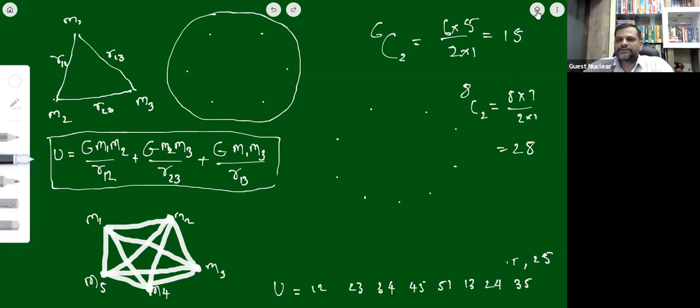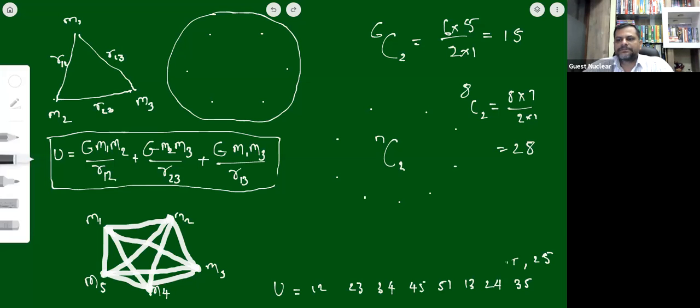चलो ठीक है, ये तो एक general result हो गया. So in general, we can do it in NC2 ways. Remember, NC2. If there are n particles, then there will be NC2 number of terms in the expression for the potential energy of the n particles here in this way. चलो ठीक है, तो ये हमने एक बात देखी.